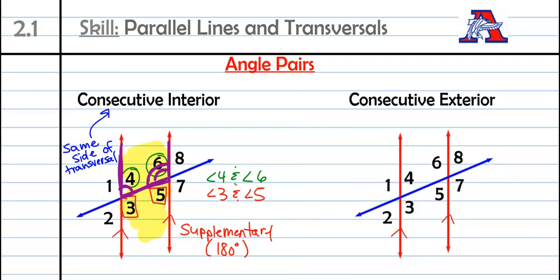All right, and then we also have our consecutive exteriors. And again, I'm going to go a little faster here. I'm going to start by highlighting outside those parallel lines. And then consecutive, again, means same side. So both on top or both on bottom. So angle 1 and angle 8, or angle 2 and angle 7. Okay, and they are also supplementary.